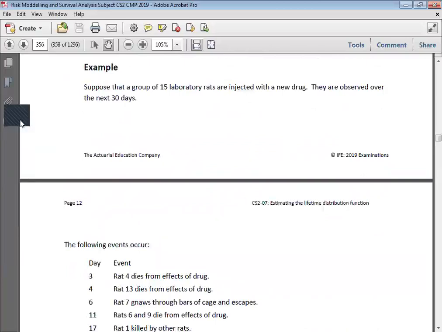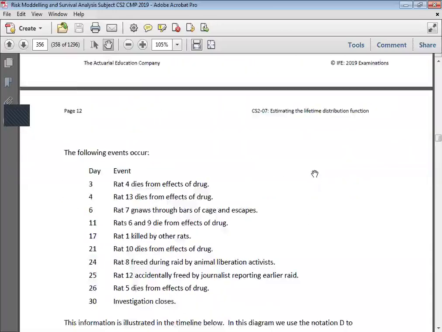Again, we have rats and we have a lab, so you can guess what's happening. Suppose that a group of 15 laboratory rats are injected with a new drug and observed over the next 30 days. So the number of rats we are trying to observe is 15, and the number of days we are observing them over is the next 30 days. So let's say a month.